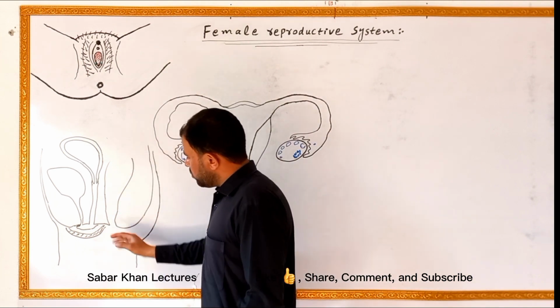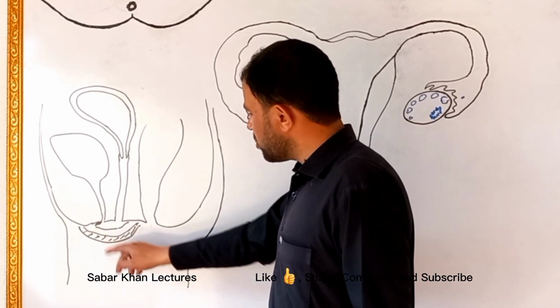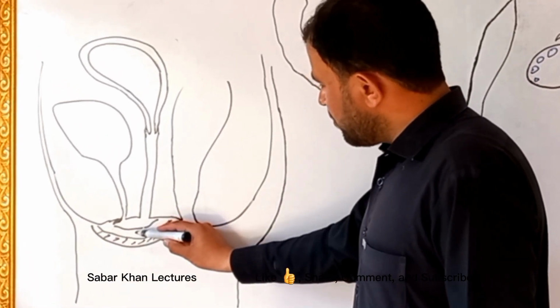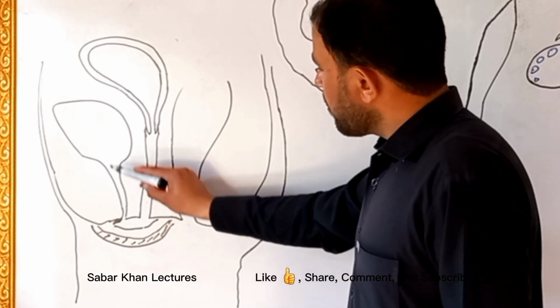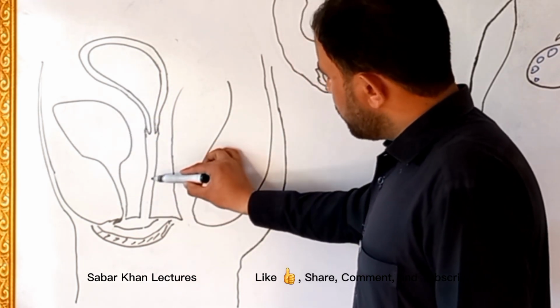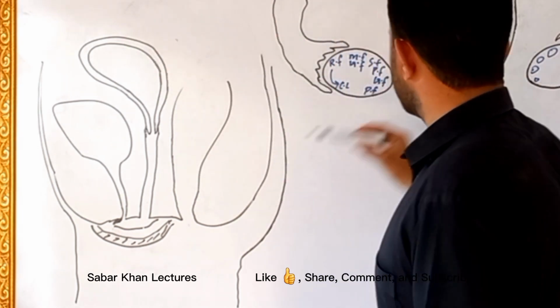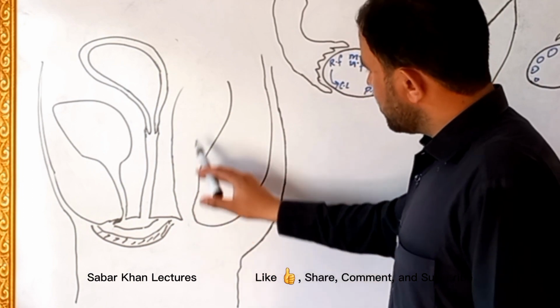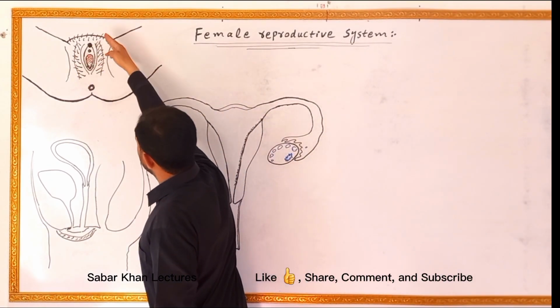Let's come toward the side view. So here is the mons pubis. This is the labia majora. Inside, this is the labia minora, this is the clitoris, this is the urethral opening, urethra, and urinary bladder. This is the vaginal opening, vagina, and the uterus of the female reproductive system. This is the anus, and this is the rectum in the female. The external genital organs of the female reproductive system are called the vulva.